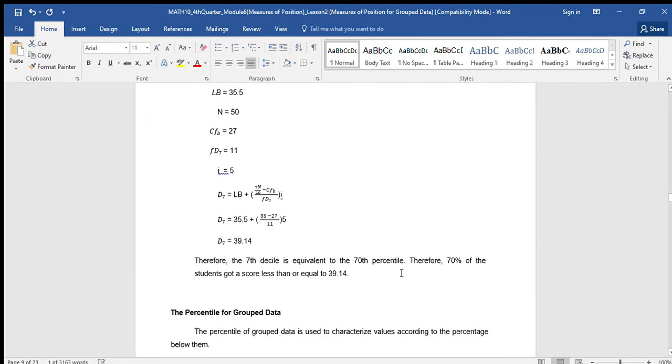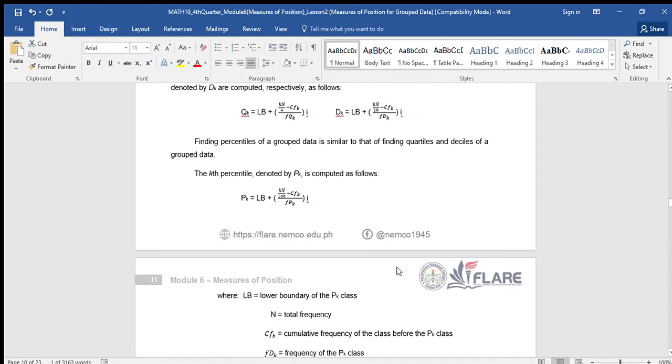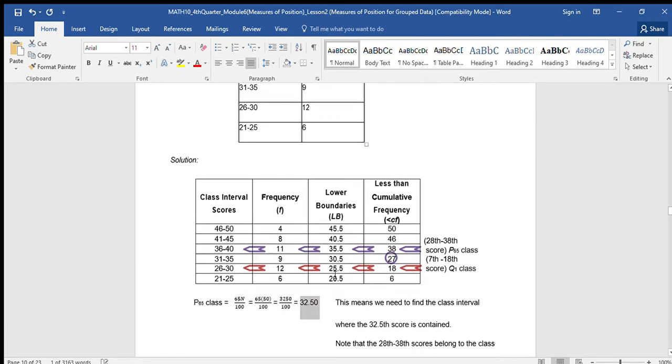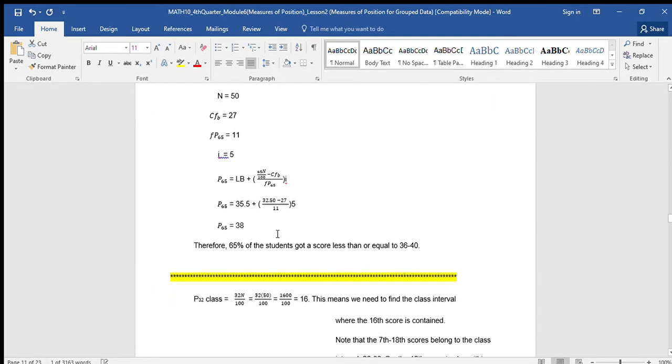After that, you have to identify LB, the cumulative frequency before, and the frequency of the class interval. Then put that in the formula. After that, you will get the answer, 38. The conclusion is that 65% of the students got a score less than or equal to 36.50. The same goes for the 32nd percentile.